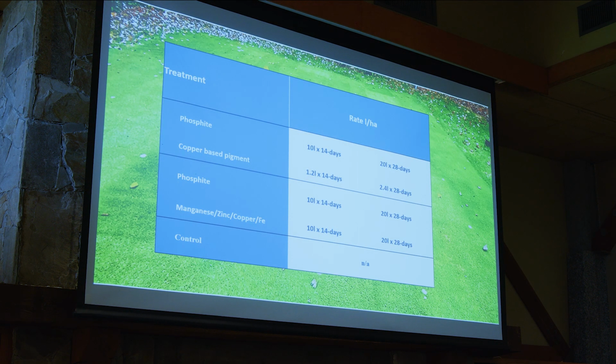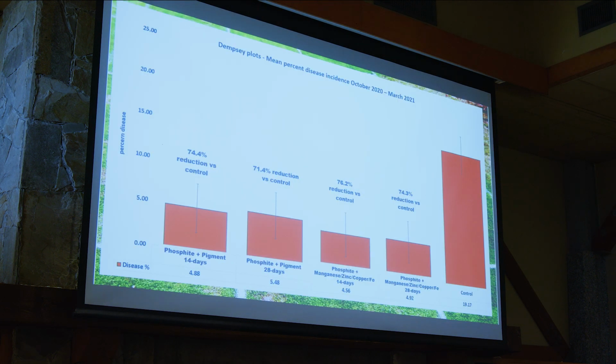And what they were was a phosphate only with a copper-based pigment, and a phosphate with a manganese, zinc, copper, iron micropack together. So they worked very well. 2 different rates, 14-day, 28-day, all in metrics, sorry. What they did, I haven't got any letters on these, but control here, very good reductions there, just from the nutritional inputs. Up to 76% reduction. And that's the phosphate, manganese, zinc, copper, and iron.